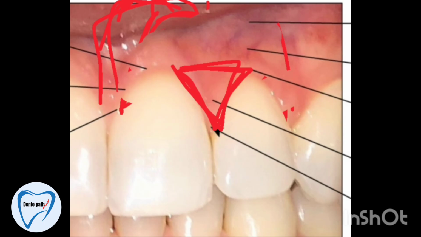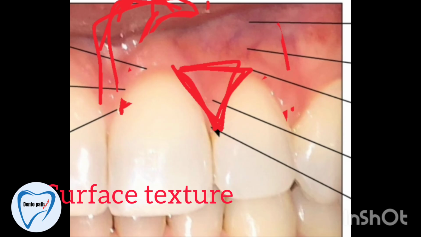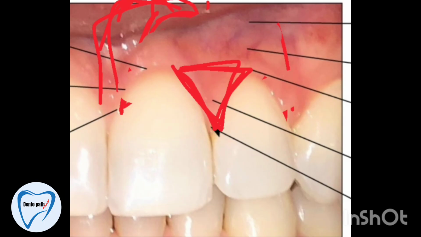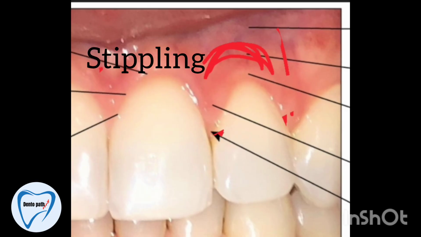The surface texture. The gingiva presents a textured surface similar to that of an orange peel, referred to as stippled. Stippling means the gingiva presents a textured surface similar to orange peel.